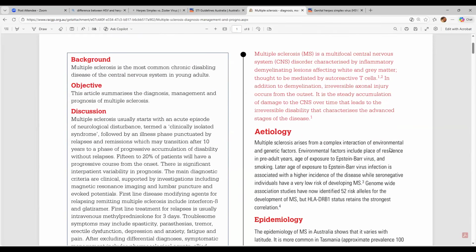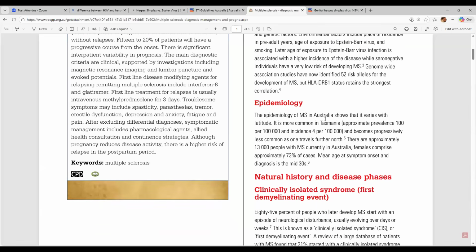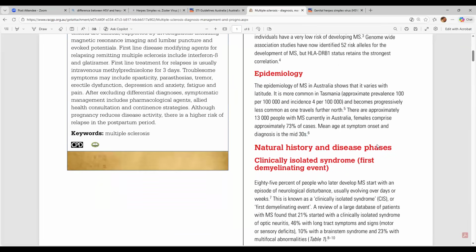Etiology: environmental and genetic factors. Some studies have shown that Epstein-Barr virus and smoking play a role, but not a lot of evidence is out there to back up these studies. Epidemiology: it's quite common in young adults. Mean age group is mid-30s, so very young.